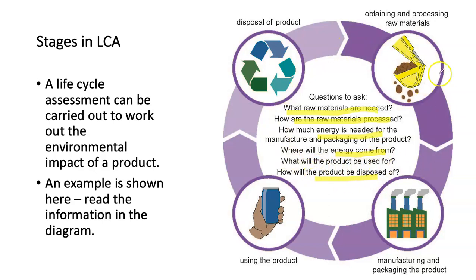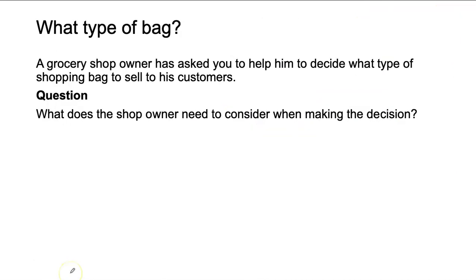These are the four main stages. The first stage is obtaining the product from its raw materials. So the first stage is obtaining the raw materials. Then the second stage is manufacture. Third is using the product, and the fourth stage is disposal of the product. So we will move on.